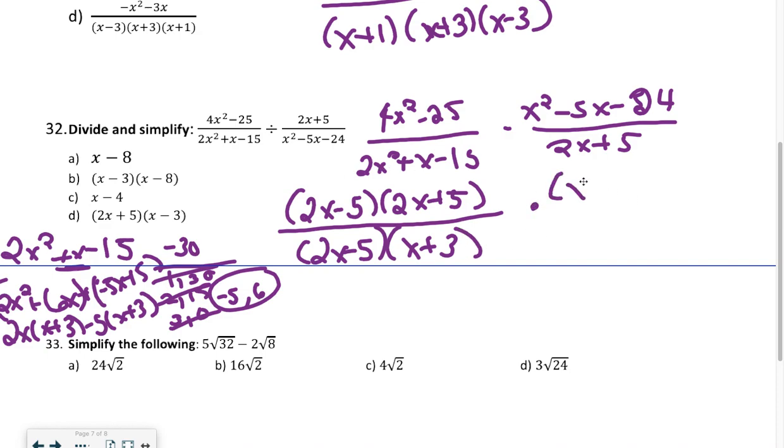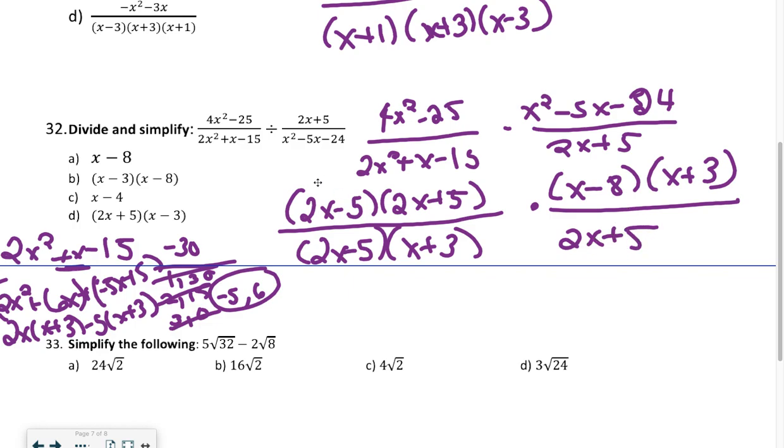Okay, here we're going to have x minus 8 and x plus 3, factors of negative 24 that add to negative 5. That's because a is positive, and then 2x plus 5. These cancel, these cancel, these cancel, x minus 8.